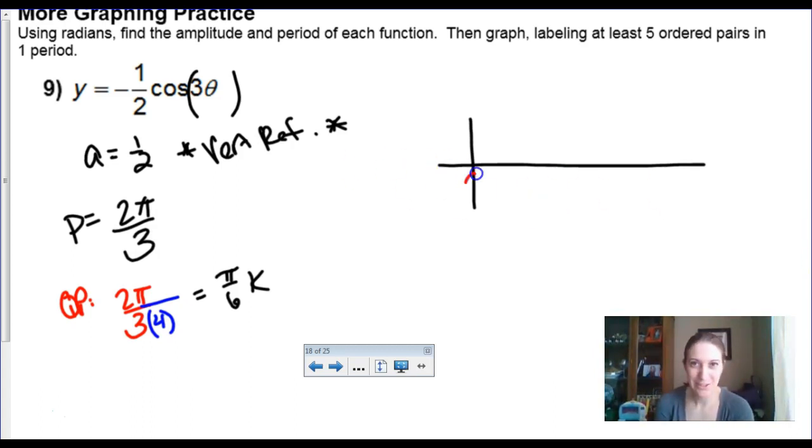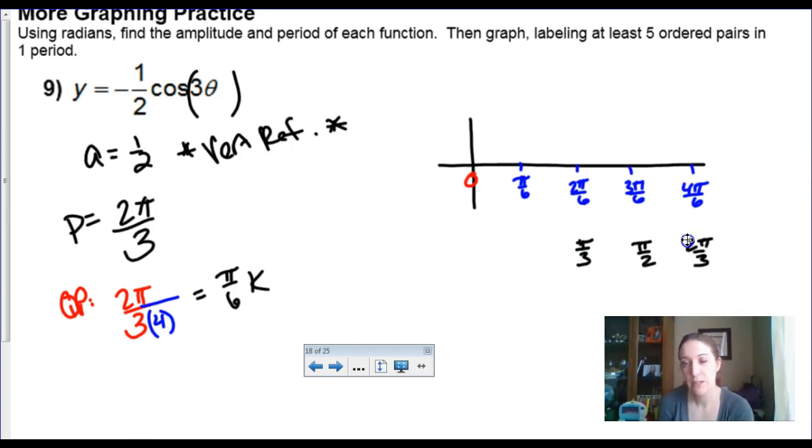Alright, so 0 is going to be the start because there's no phase shift. And then we're going to count off by pi over 6. So 1 pi over 6. I'm okay if you call this 2 pi over 6, but just so we're clear, that's pi over 3. This is 3 pi over 6, which is pi over 2. And this will be 4 pi over 6, which is 2 pi over 3. So this reduces to pi over 3, pi over 2, and 2 pi over 3.